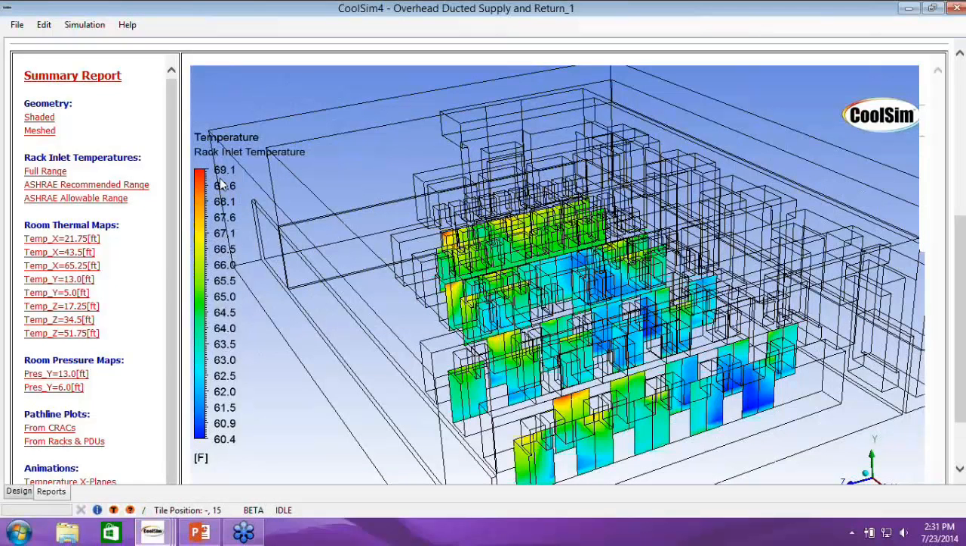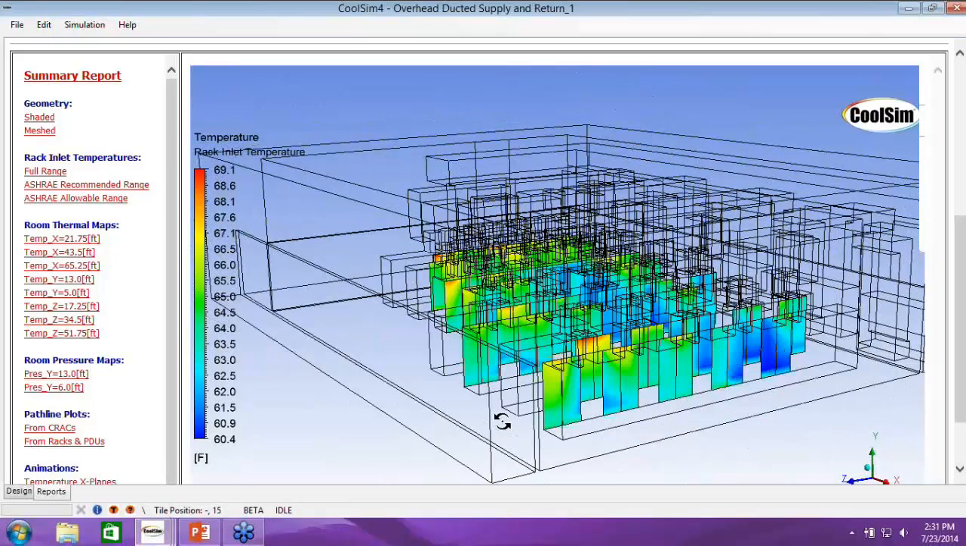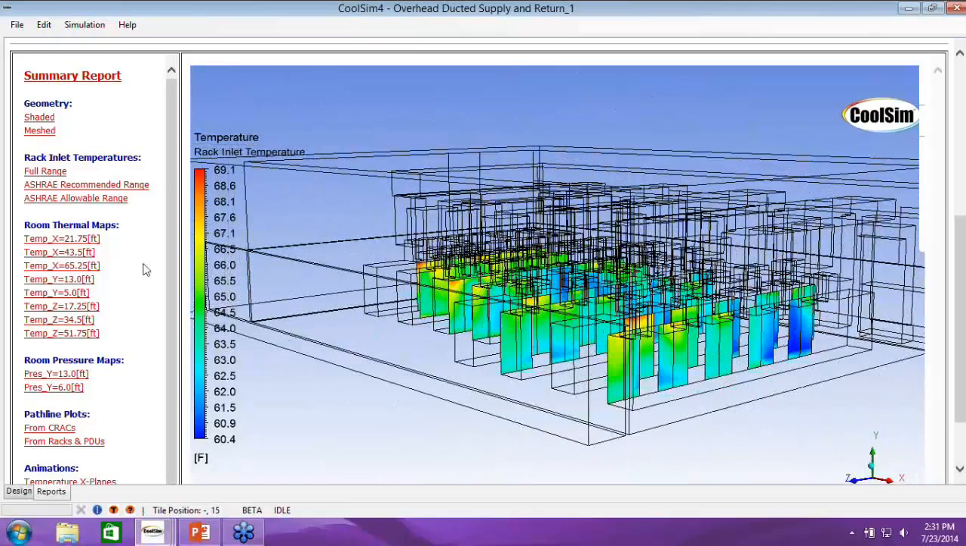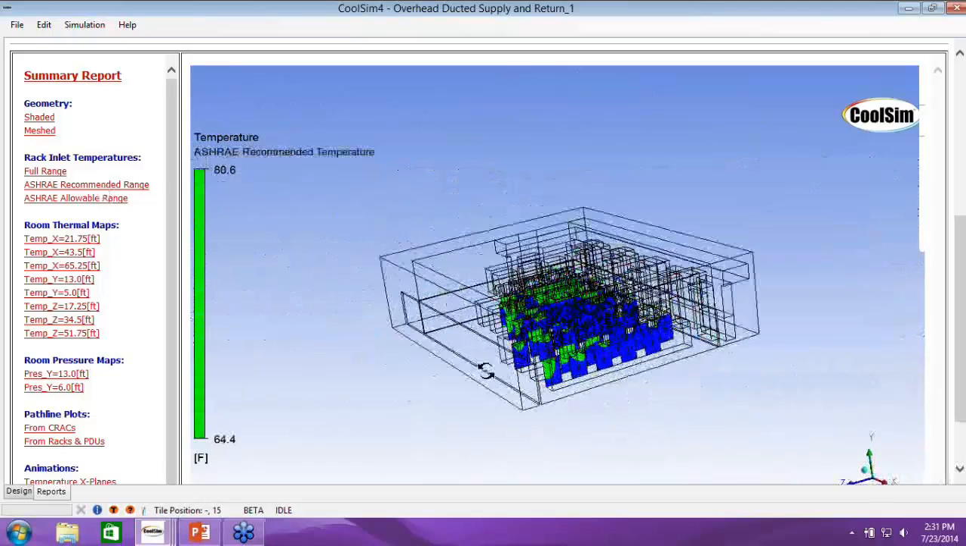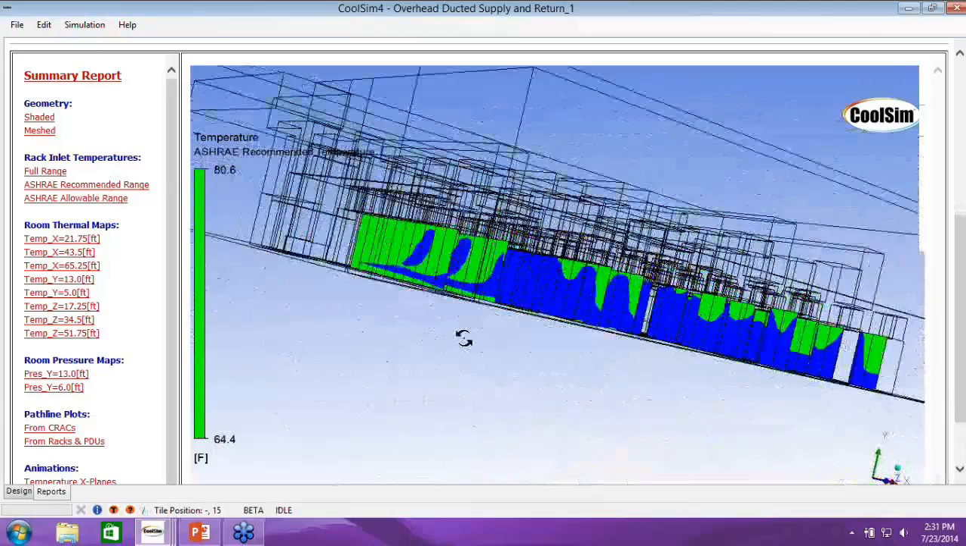But it's not a conformance plot. All it is showing you here is the total range of temperature across those inlets, shown by color. The other one that I always look at is conformance. This is a conformance plot right here. If you're within the ASHRAE recommended temperature range for rack inlets, it'll be green. If you're above it, it's red. If you're below it, it's blue. So right here we can see that we're too cold.